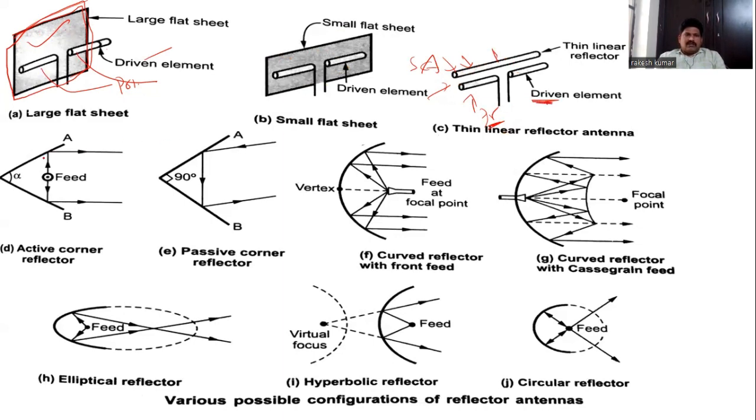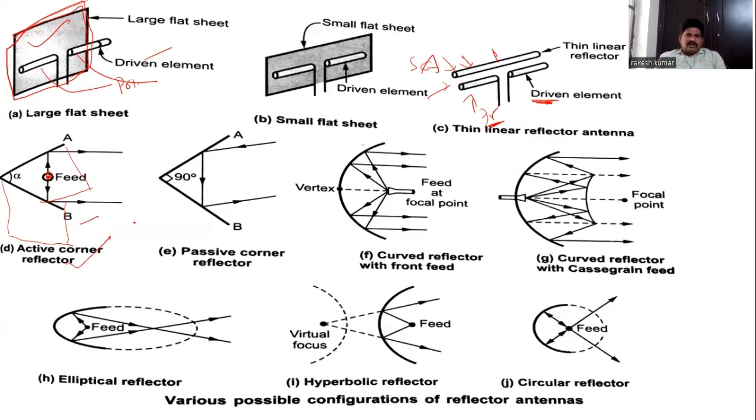Let us see here. Here I have taken two sheets: this is one sheet and this is another sheet. Along with the driven element, this is the corner reflector.